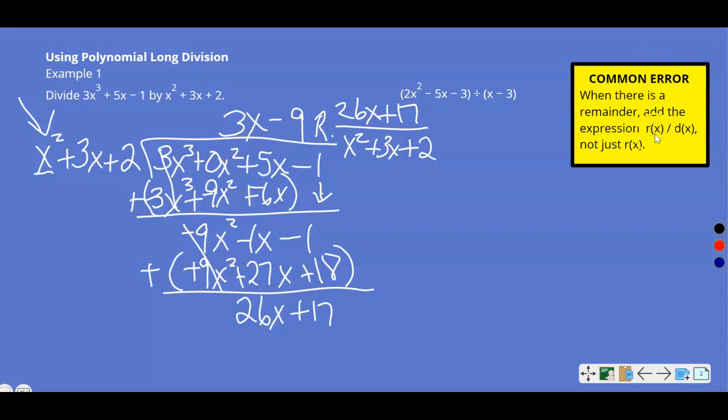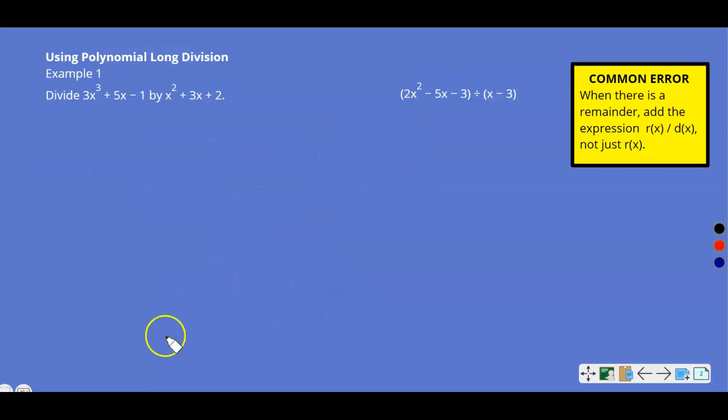Add the expression r of x, that's your remainder, over your divisor, d of x, not just r of x. So don't just put 26x plus 17. You have to put 26x plus 17 over this right here. So 3x minus 9, remainder, 26x plus 17 would be your final answer. Make sure you have taken notes. I'm going to erase this so I have room to do the next one in just a second.